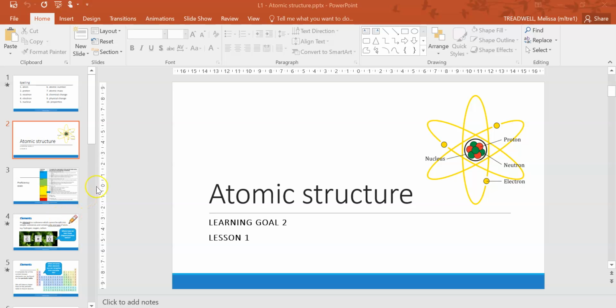So our first lesson was on atomic structure, and here you can see that there's protons in the center with the neutrons. They're inside a nucleus, and surrounding there we have electrons. Now, I just firstly want to point out our first definitions.